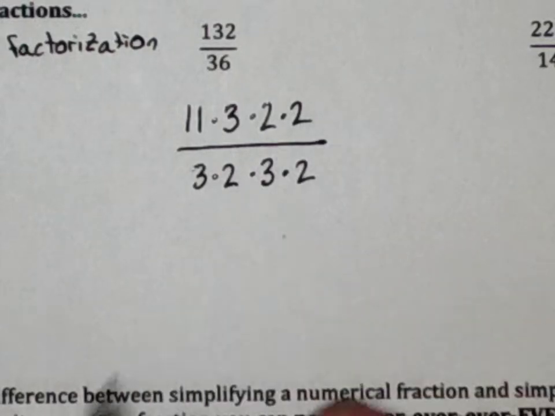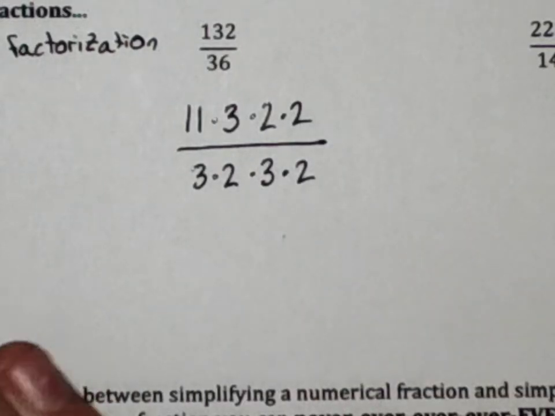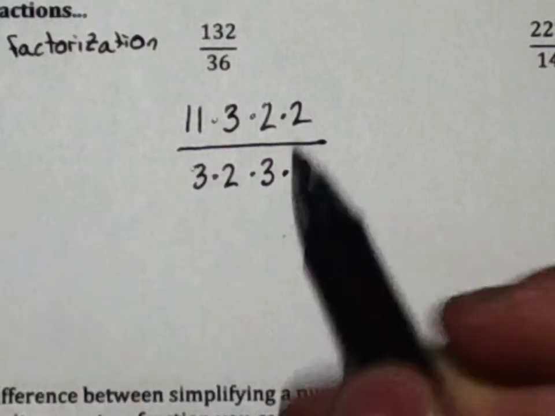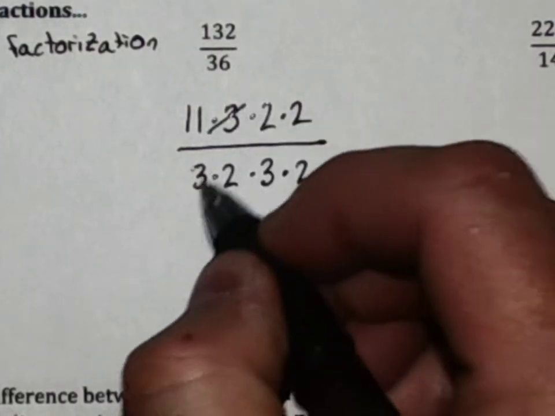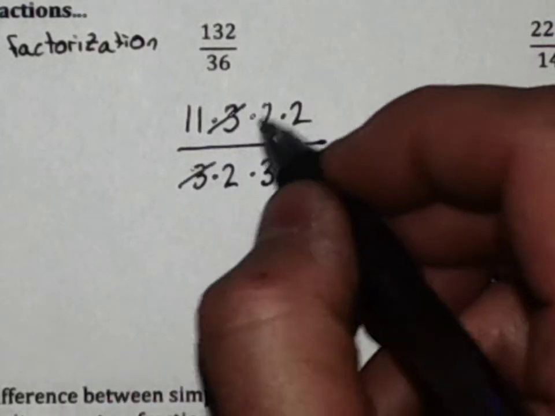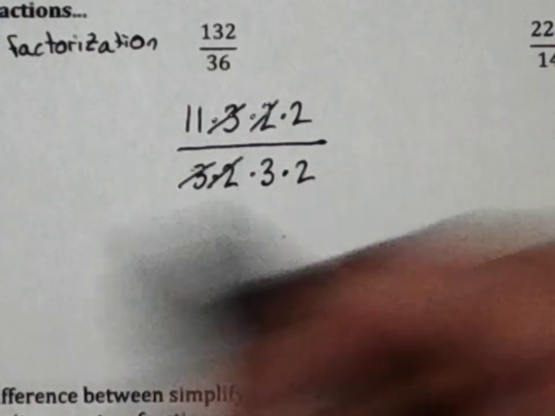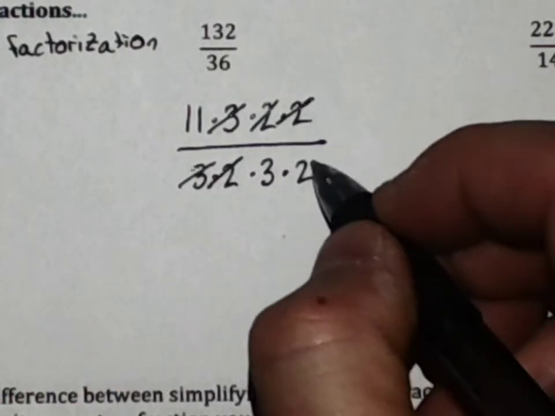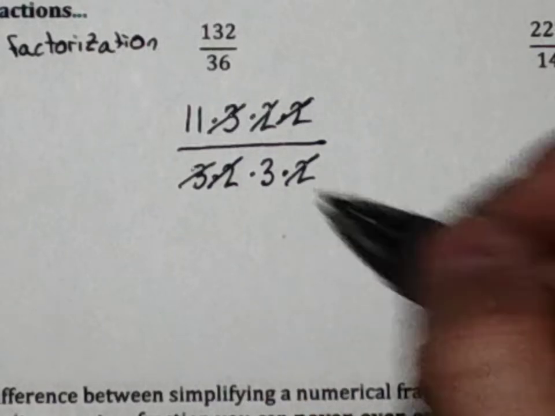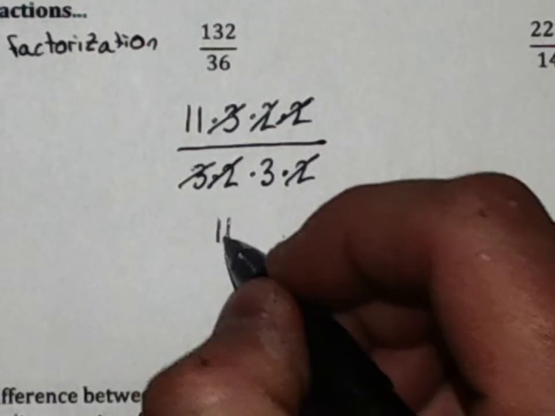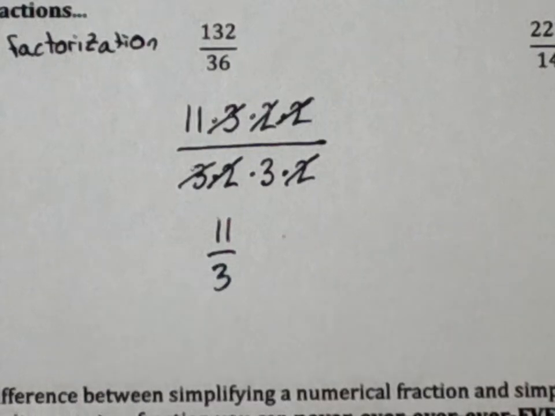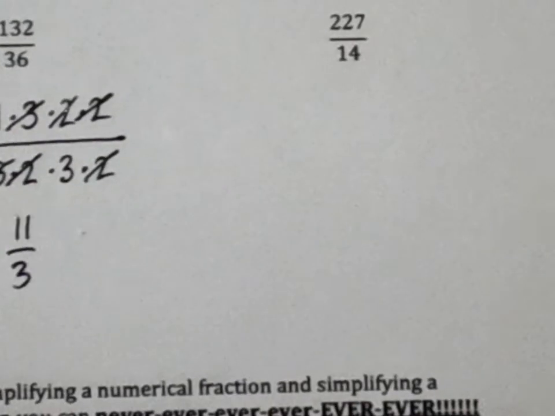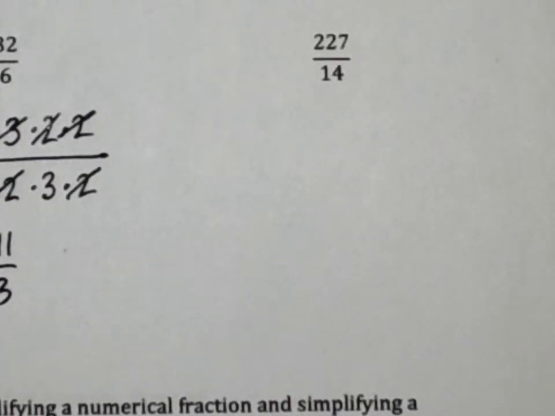Again, we're looking for prime values that divide out. The 3 is equal to the 3. It goes away. The 2 is equal to this 2. It divides away. This 2 divides away with that 2. The only thing left is 11 divided by 3. Try it again, 227 divided by 14.